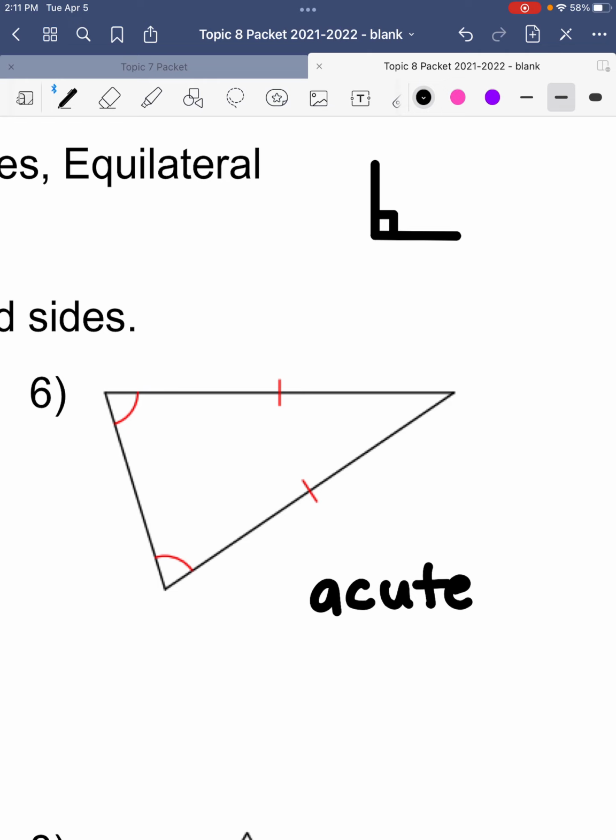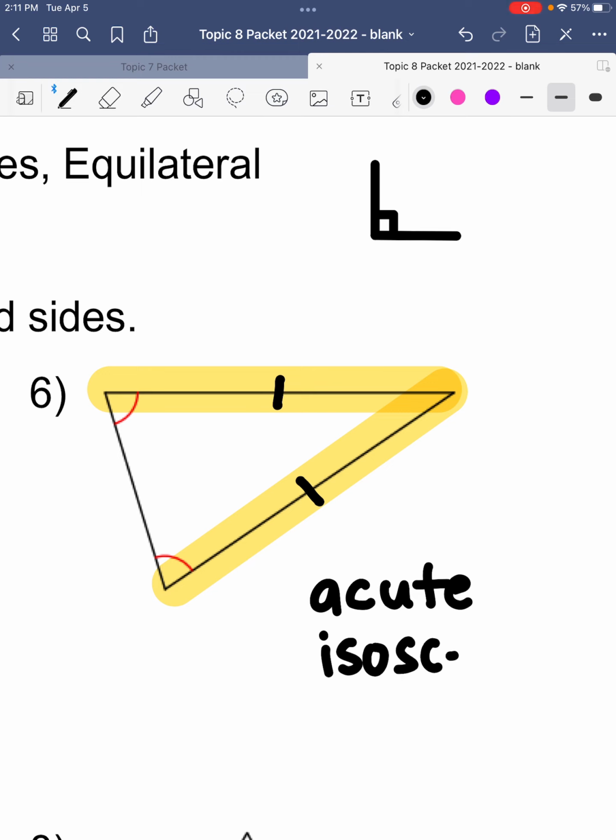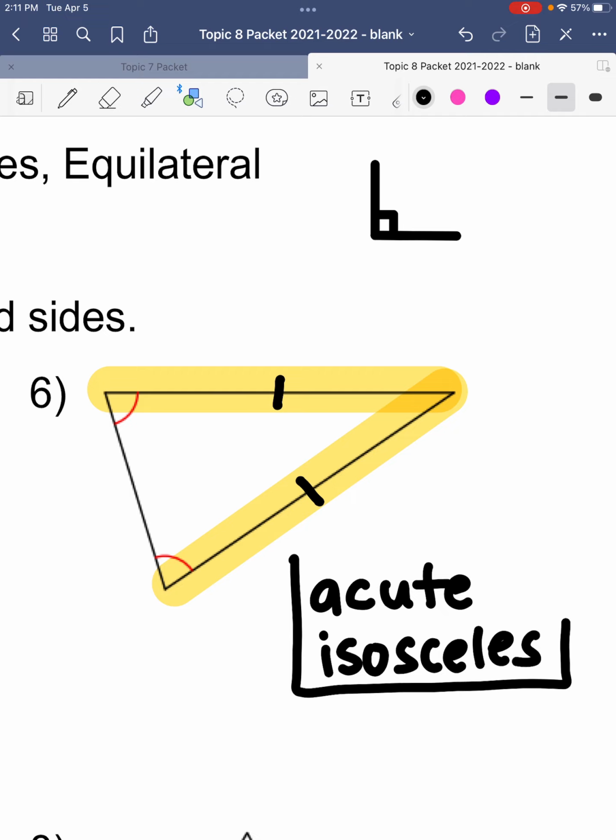Okay. Now, the other thing I notice is these 2 lines right here. Those 2 lines are telling me that this side and this side are equal in length. So if I have 2 sides that are equal in length, what do we call that? Is it scalene? Is it isosceles? Or is it equilateral? Two sides that are equal in length is going to be isosceles. So the way I classify this triangle in number 6 is acute isosceles.